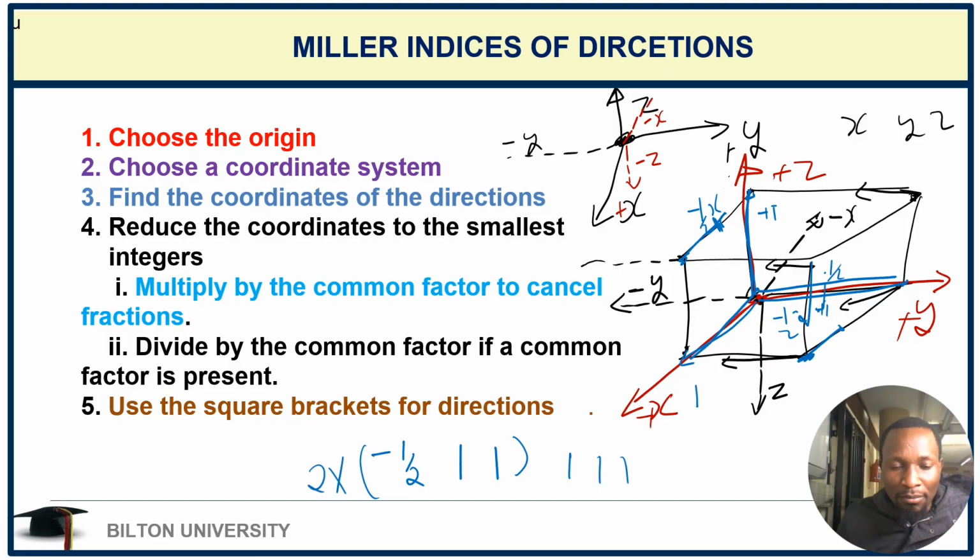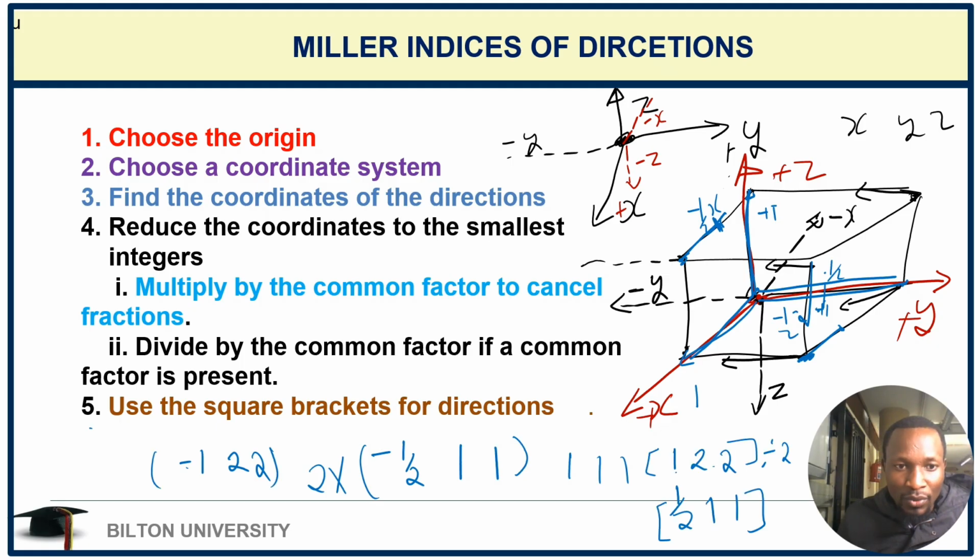So if you multiply both sides by 2, then you are going to have minus 1, and then 2, and 2. And then we close it. In terms of the directions, we need to use the square brackets. So for example, we have minus 1, 2, and 2. When it comes to minus, we write it as a bar. So we're going to have bar 1, and then 2, 2, and we close it.